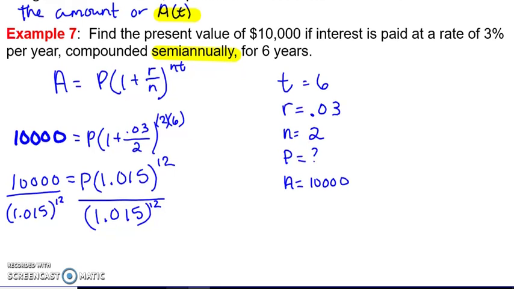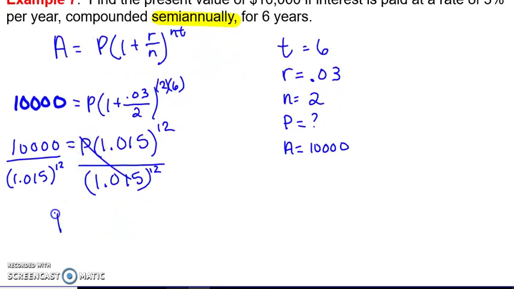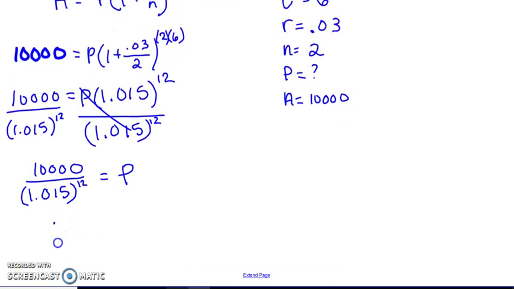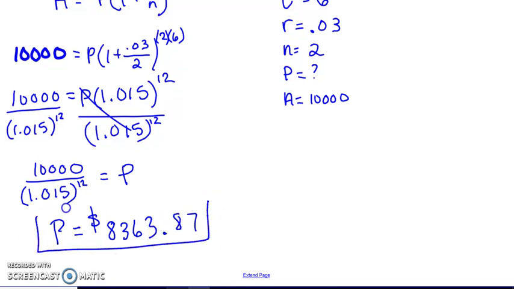That will get P by itself, which now I have. We'll write it this way: I have 10,000 over 1.015 to the 12th power equals P. So with some math here, plug everything in your calculator, so you have that fraction, and you should get the principal to be $8,363.87. So that is the principal earnings.